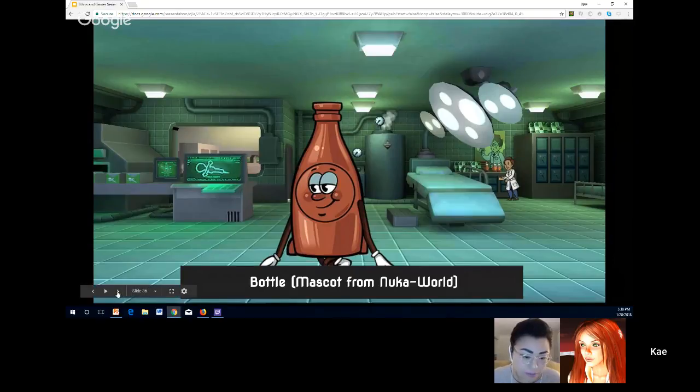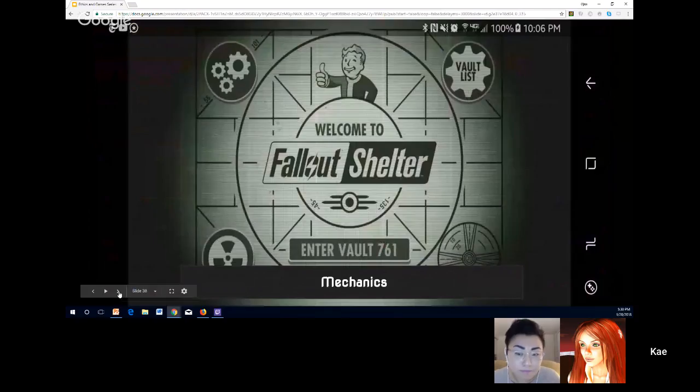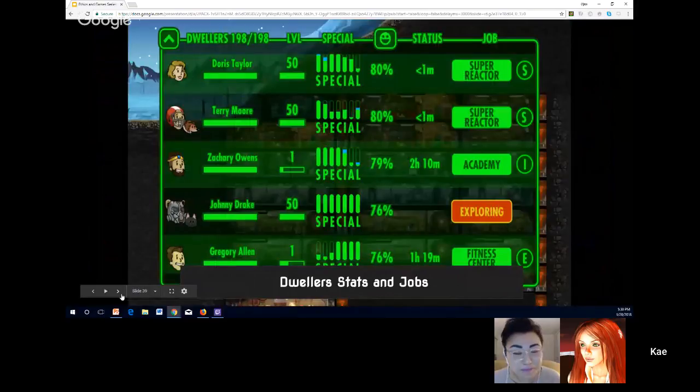Okay, so next. And the other guy is Cap. So he's a representation of money. And in this storyline, the old money, what they call old money, the original US money, is no longer being used. In this world, people use bottle caps as currency, and they use bottle caps to pay for stuff. Okay, next. All right, so here's the mechanics part, and I'll go through these fast. Okay, so next. All right, so this is a screenshot of the dwellers and their jobs.